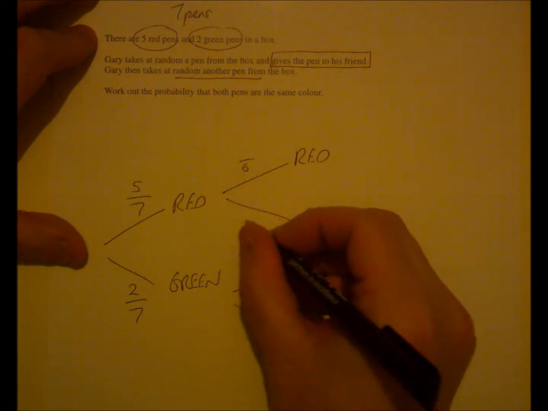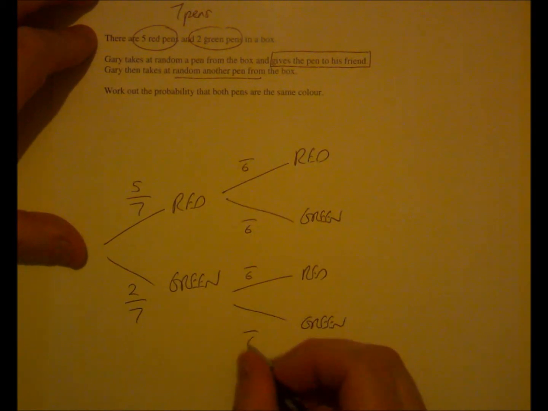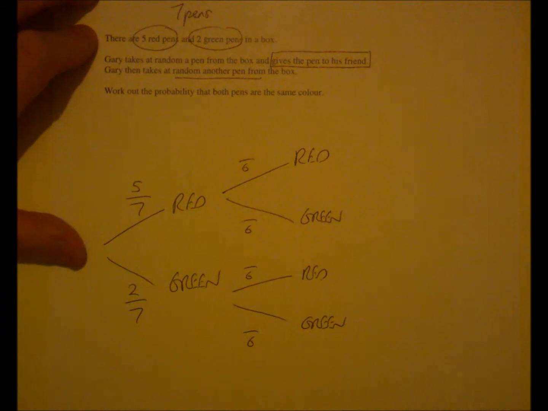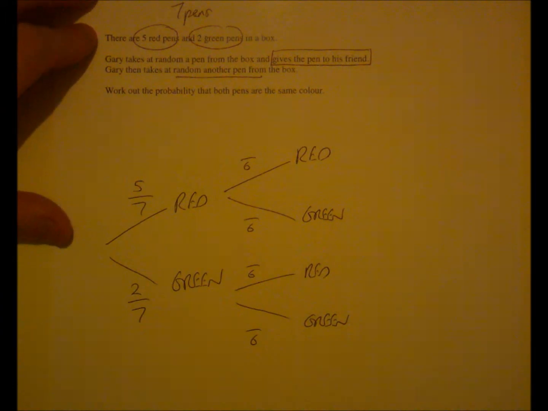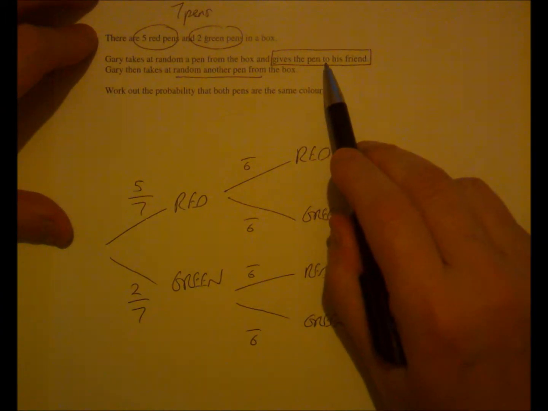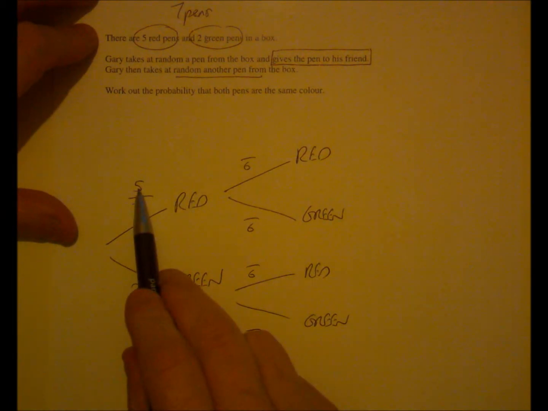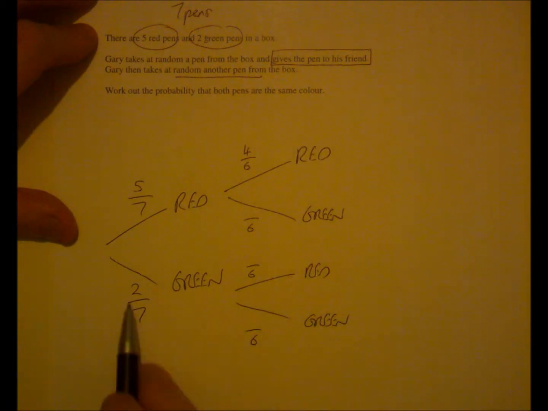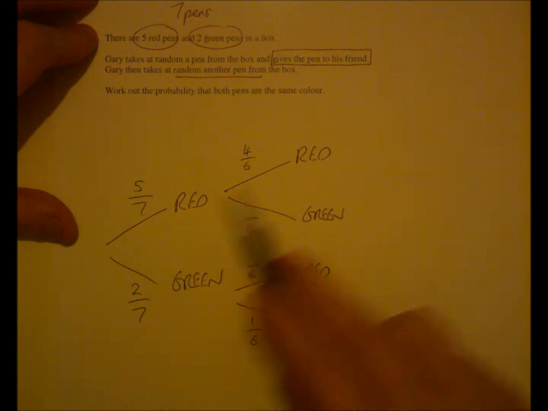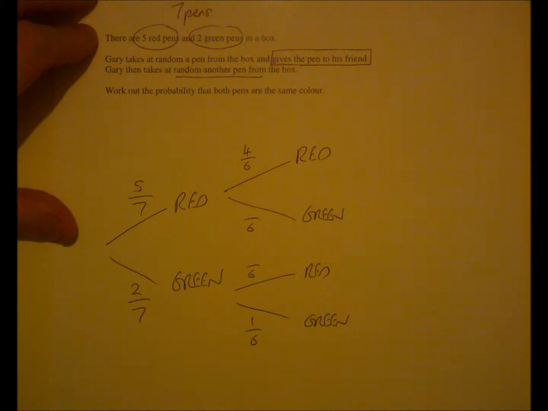All these probabilities are actually going to be over 6. And if you've left them over 7, I'm afraid there are no more marks in this question. And that's because we removed the pen from the probability. So if we take a red pen, there'll only be 4 left. If we take a green pen, there'd only be 1 left. It's always worth doing the repeated situation there to see what happens.